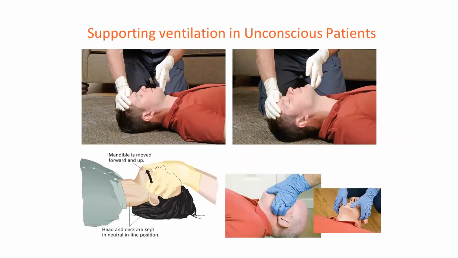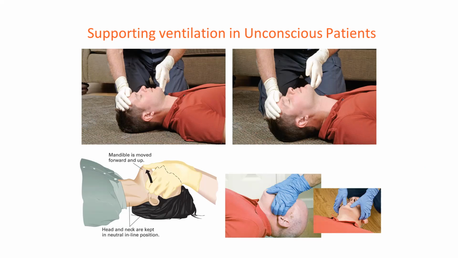All right, so supporting ventilation in an unconscious patient. These are the guys who are out, they're unresponsive, right? First, you got to make sure they have an open airway. You got to open up that airway, okay? And there's two different ways we can open it. Someone who does not have any kind of suspected trauma, like head, neck, or spinal injury, you can do the head tilt chin lift, all right?